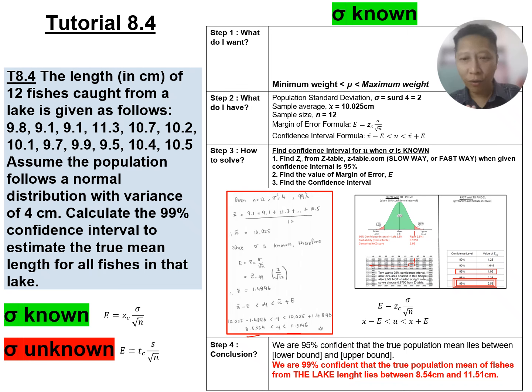Okay, that's all for our topic, the estimation procedure. So at the end, even though we don't have the population mean, we can use this estimation procedure to find the range of possible values of our population mean.